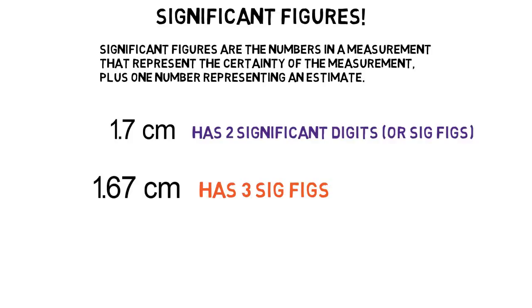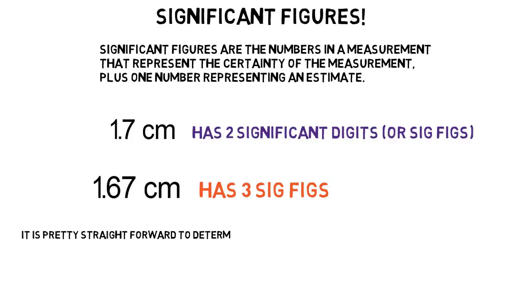So we see that depending on the device that we use, our number of sig figs will change. In the first case, we only had 2, and in the second case, we had 3. So the more precise the instrument that we use, the more sig figs we get in our measurement.